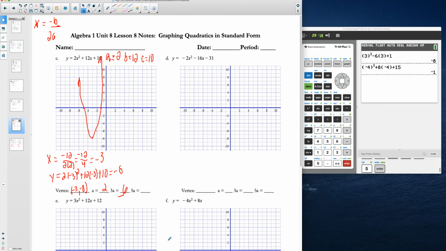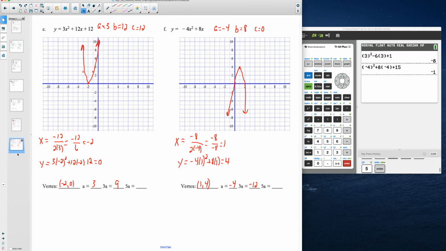All right, so I'm going to go real quickly through problems E and F. So on E, you can see that A is 3, B is 12, and C is 12. So come down, the opposite of B would be negative 12, and then 2 times A would be 2 times 3. Negative 12 divided by 6 is negative 2. Now notice when I plug negative 2 back in, I get a y-coordinate of 0. So my vertex is also an x-intercept. And so I'm going to start at negative 2, 0.